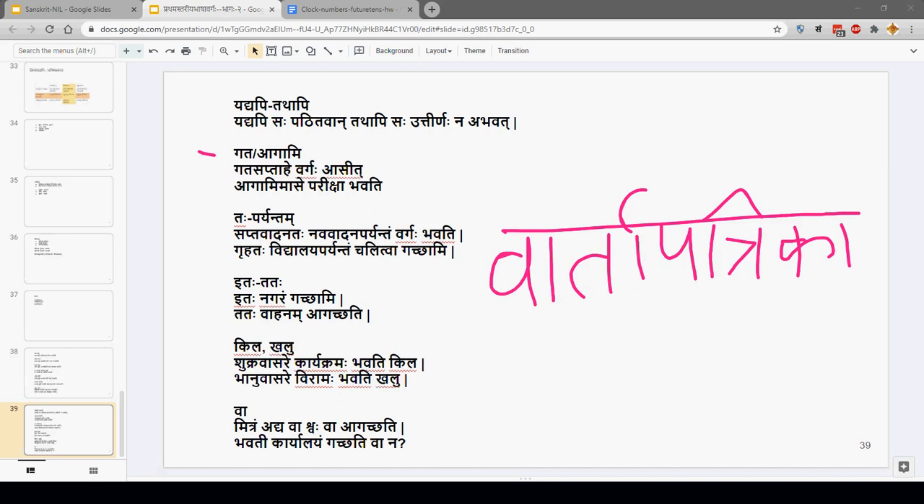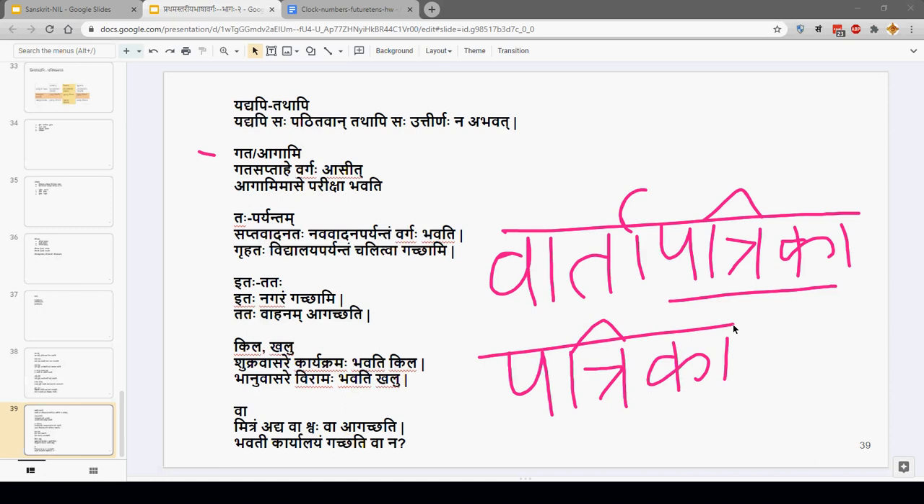The newspaper. Or just to keep it simple, you can say only Patrika. Patrika is paper. Read yesterday's newspaper, or previous day's paper. Anybody? Gata patrika. No. Gata patrika means previous paper. Read. Pathati. You read.